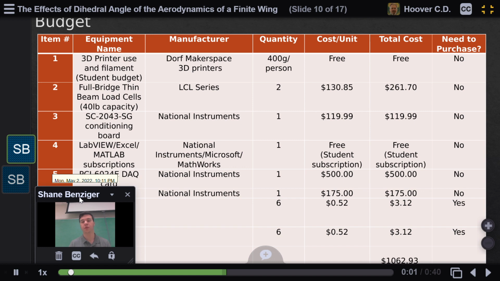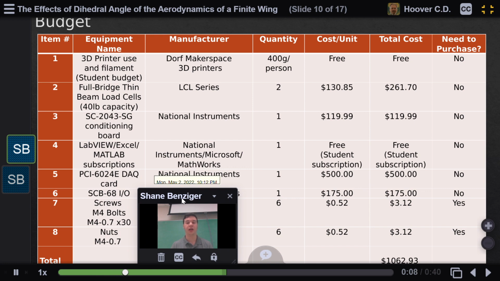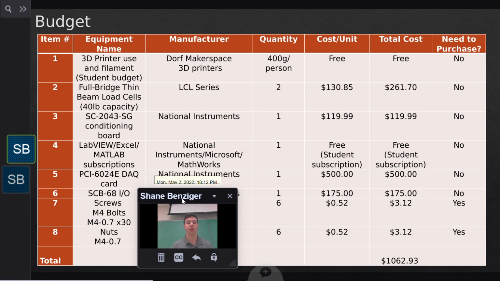In terms of the group's budget for this experiment, the group took into account all equipment required throughout the experiment. In reality, the group did not need to purchase this equipment due to Clarkson already owning it. Therefore, the only real cost the group endured was the mounting hardware, which was roughly around $6.